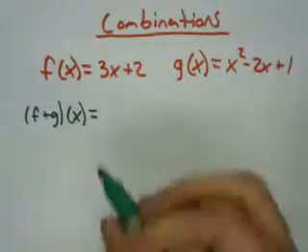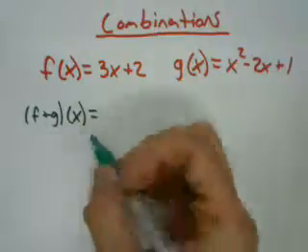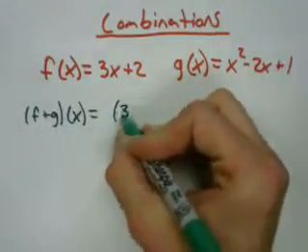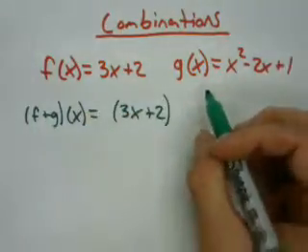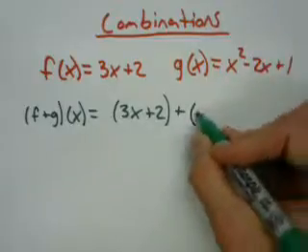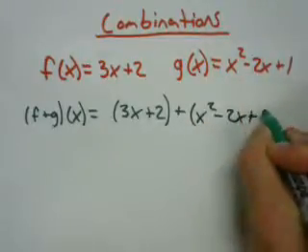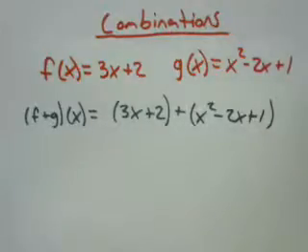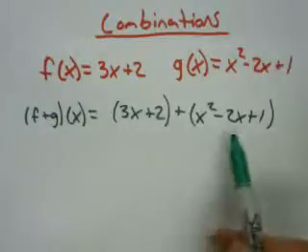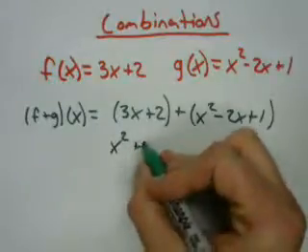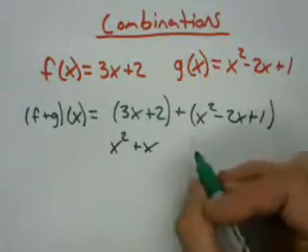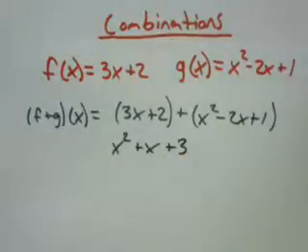Okay? And then I literally substitute in. This is my little substitution equation here. So I substitute into that 3x plus 2 for f, and g is x squared minus 2x plus 1. So really these parentheses weren't necessary. I just do them to be consistent. They weren't necessary, but they didn't hurt. Here all I can do is combine like terms. So I'll have x squared plus x, and I'd have plus 2 plus 1. That would be a plus 3. So x squared plus x plus 3 is the answer to the addition combination.